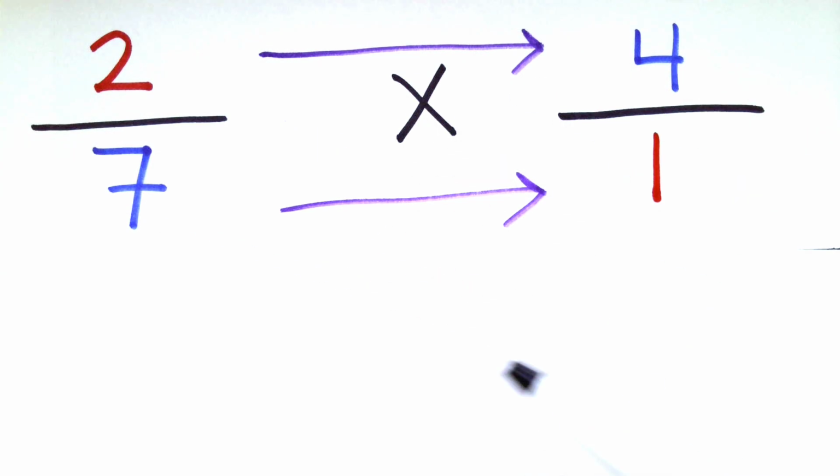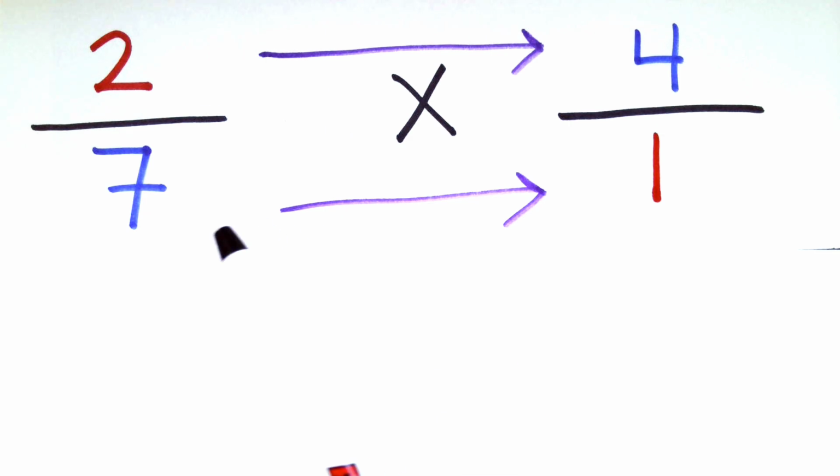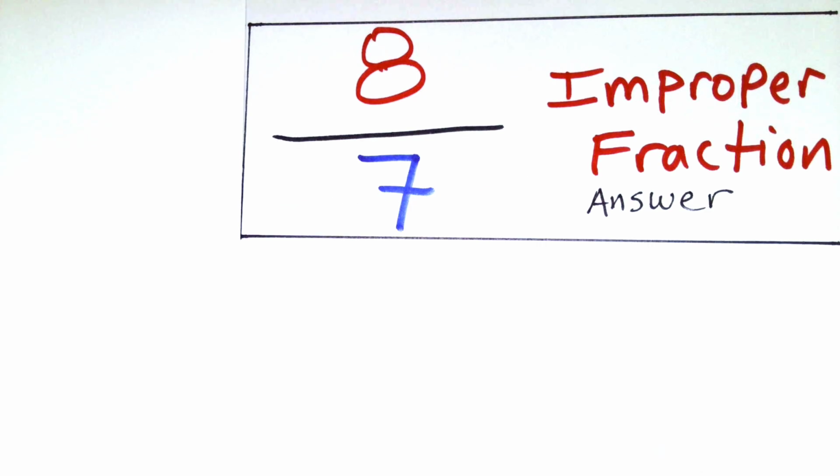Now we multiply top to top. 2 times 4 is 8. Bottom to bottom, 7 times 1 is 7. So if you said 8/7, you're absolutely right. 8/7 would be our answer in improper fraction form.